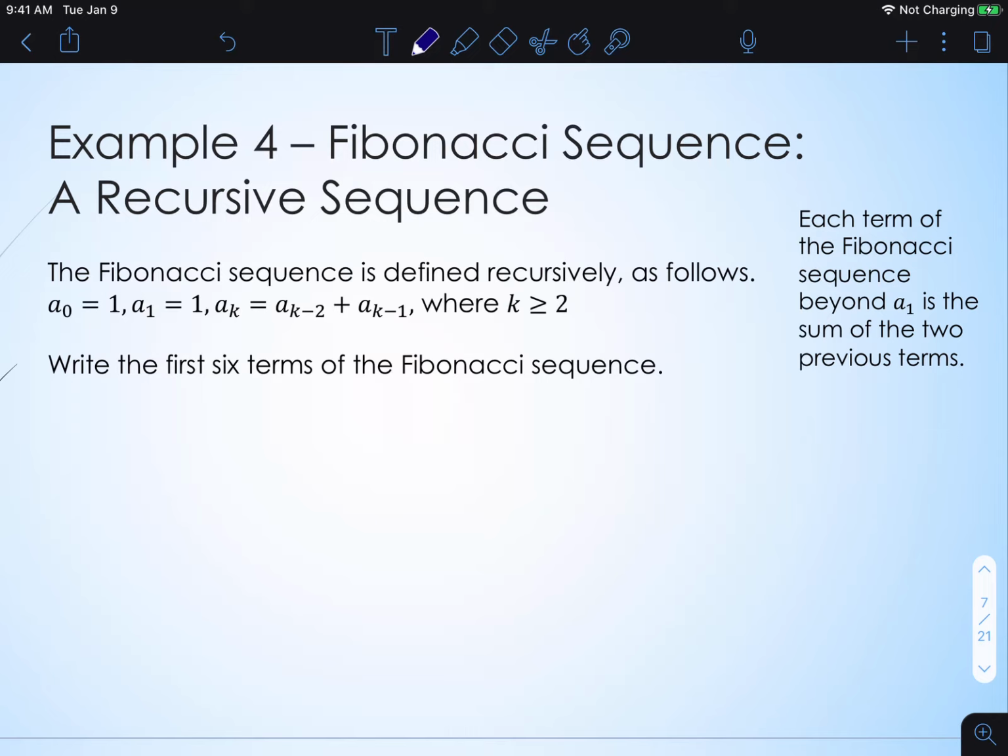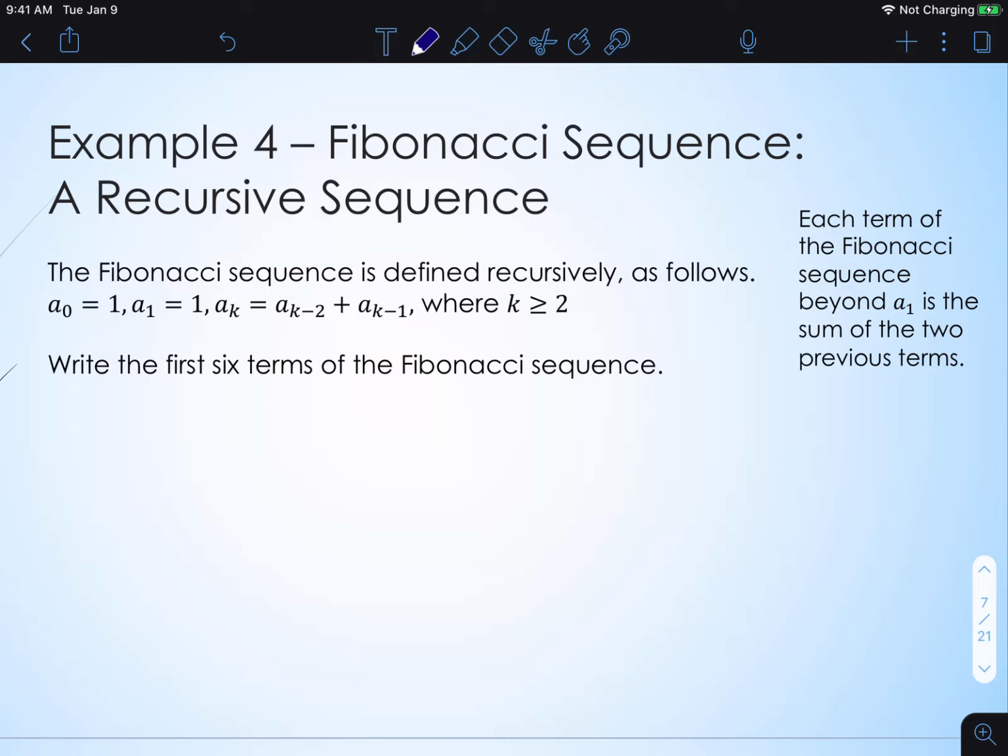The Fibonacci sequence goes as follows. If we start off with n being 0 as our first term, so a sub 0 is 1, that has to be there by definition, and you'll see why. And then a sub 1 is equal to 1, and then all the succeeding terms are going to be of this form, where a sub k now is going to equal a sub k minus 2 plus a sub k minus 1, where k is greater than or equal to 2.